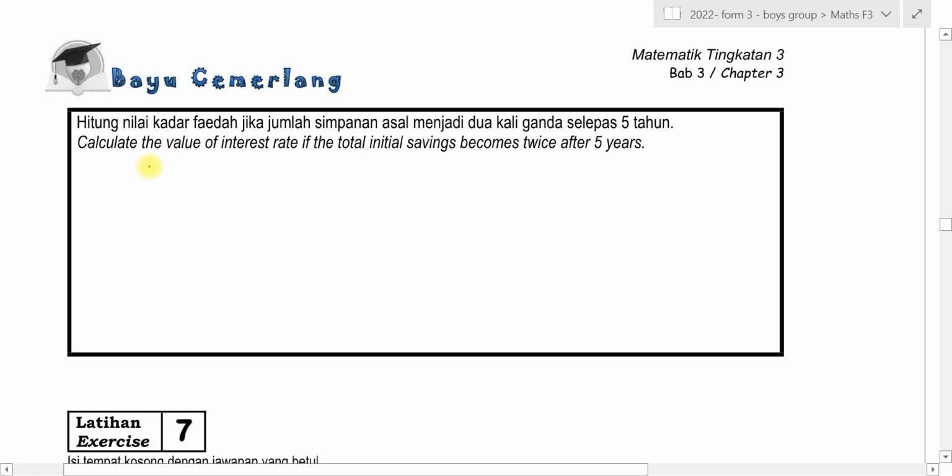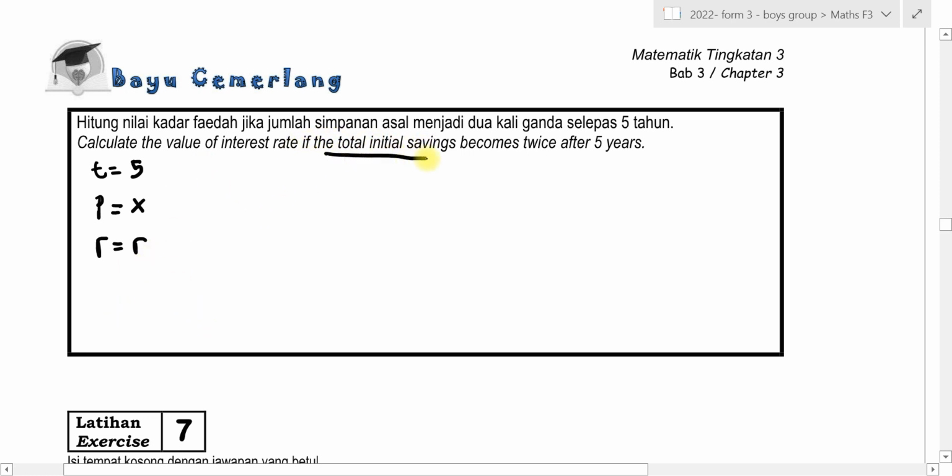Okay. We know the time is 5 years. The principal we let go as a X. Okay. And then the interest rates we don't know. Interest rate we don't know. We put it R. Got 2 unknown. Is it solvable or not? We will see.